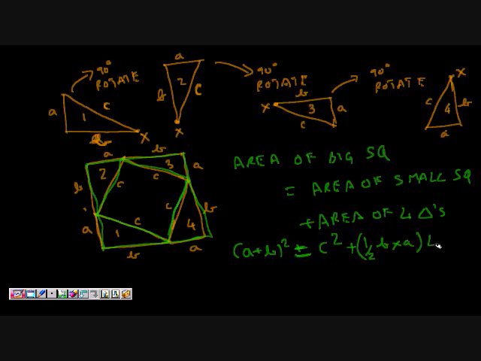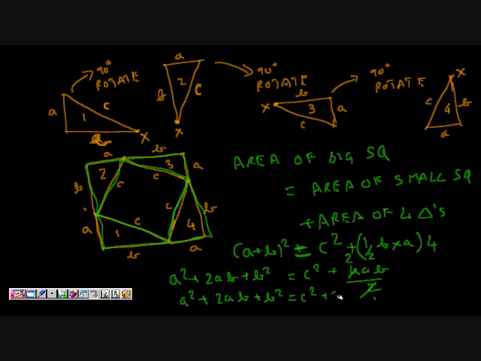If you simplify this, it's a square plus 2ab plus b square is equal to c square plus 4ab divided by 2. Now this goes to 2, so we can say a square plus 2ab plus b square is equal to c square plus 2ab. Now this cancels off, so we can say a square plus b square is equal to c square. So that's the proof of the Pythagoras theorem.